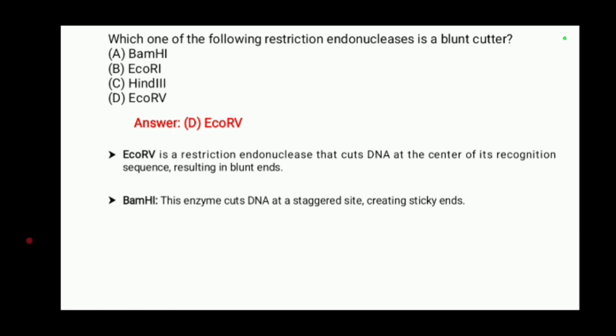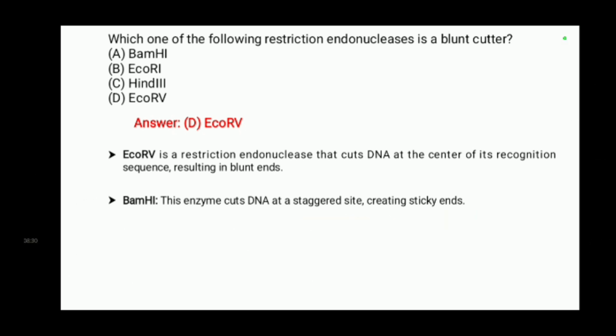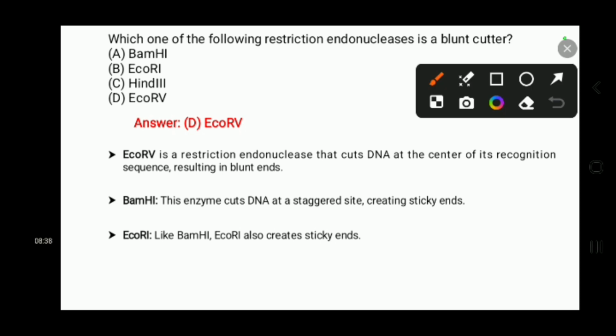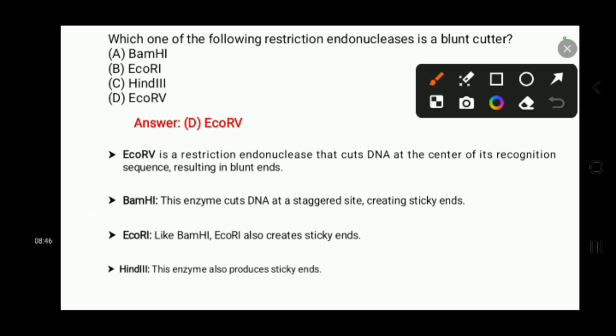Okay. Next is BamHI. This enzyme cuts DNA at a staggered site, creating sticky ends. EcoRI, like BamHI, also creates sticky ends. Next is HindIII. This enzyme also produces sticky ends. So BamHI, EcoRI, HindIII, all three restriction endonucleases create sticky ends.